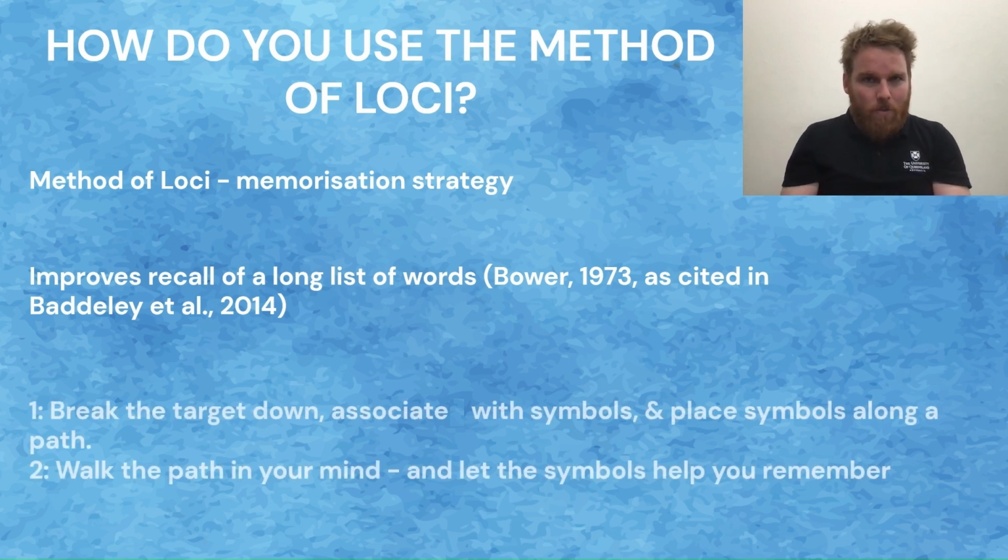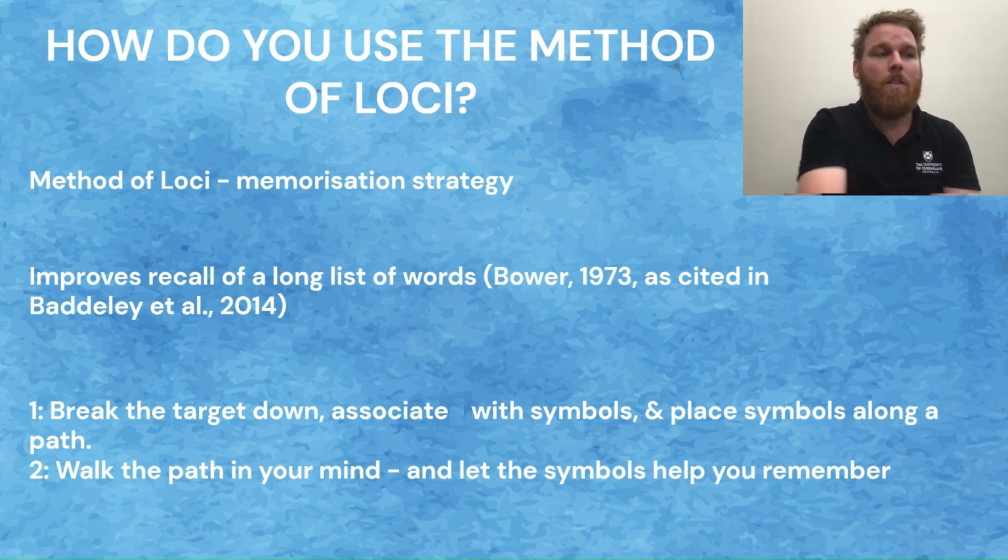Regarding the actual method itself, in short, you take what you need to remember, you break it down into its parts, and you associate each of those parts with a symbolic image in your imagination. And then, in your mind, you place each of those symbols in a different location along a path in a place that you know. Simple. Then later, you can stroll down that path, and seeing each of those symbols in their spots helps bring to mind what it is that you intended to remember in the first place.